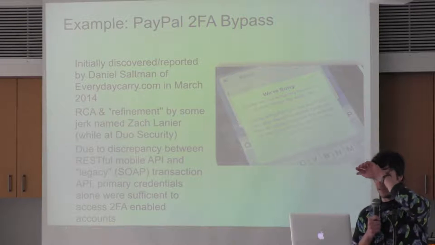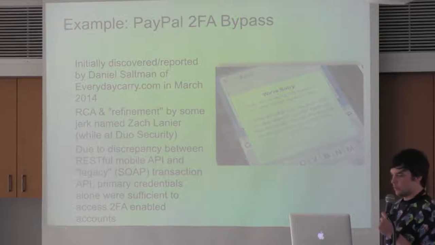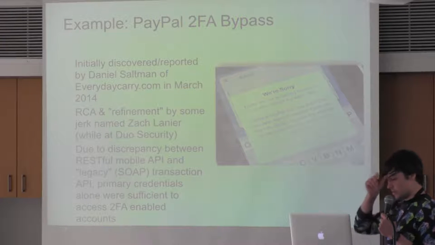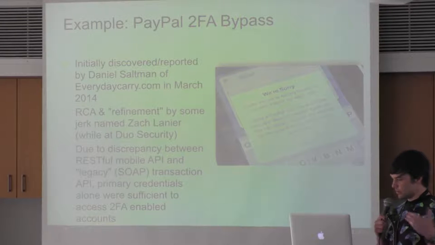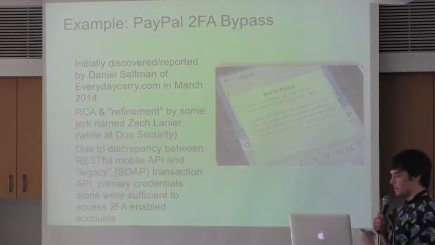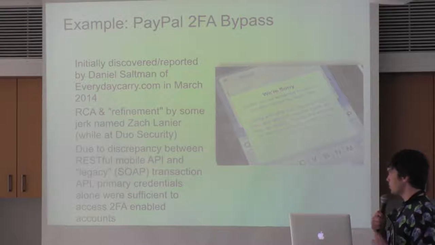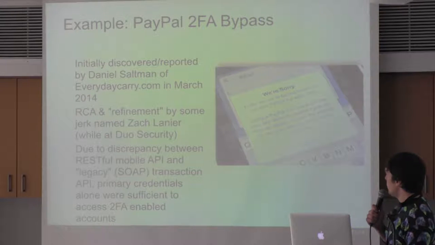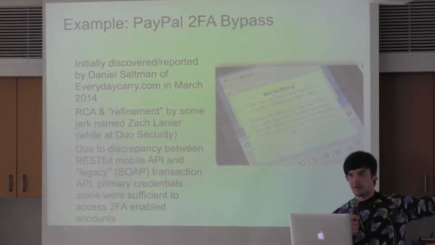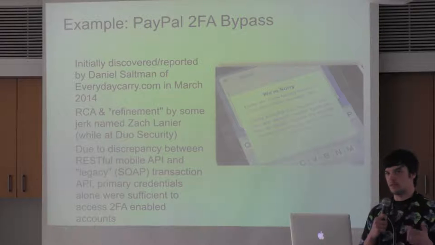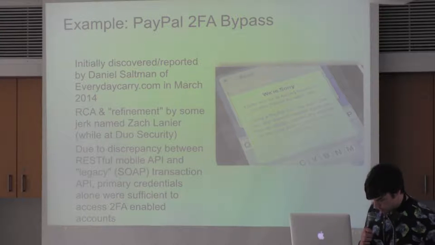There was a 2FA bypass, second factor authentication, discovered and reported by Daniel Saltman in March of last year. I'll spare you all the disclosure details, but as a friend of the company when I was at Duo, Dan passed off some of this information so that we could help him refine it and do some root cause analysis that PayPal themselves failed to do. It was basically due to a discrepancy between their RESTful API 2.0 and their legacy SOAP-based mobile transaction API, which was really not supposed to be used by developers.